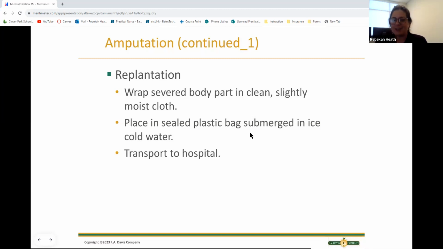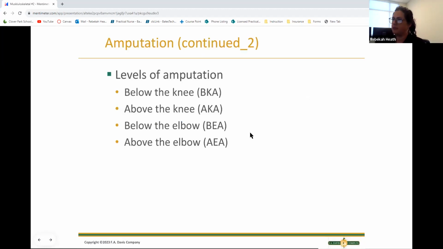Once you have that limb or the body part wrapped in a slightly moist towel, put it in a sealed plastic bag, and then submerge the sealed bag in ice cold water. You're just doing that to try to preserve any function that might be left. And then you're going to take that person to the hospital.